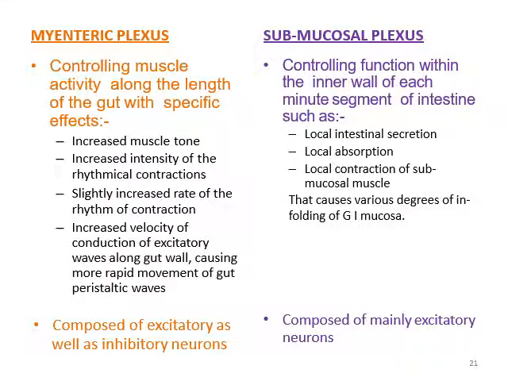Now these are the differentiating factors. This is very important for the exam and from the viva point of view: the myenteric and submucosal plexus and their functions. Myenteric: M for myenteric, M for muscle, M for movement, M for muscle tone. Muscle tone has different characteristics, for example its intensity, its rate, its velocity, and the myenteric plexus coordinates all of these. What will it do? Increase tone, increase intensity of rhythmical contraction, increase rate of rhythmical contraction, increase velocity, rapid movement, peristalsis. So this is all myenteric plexus, and it is composed of both excitatory and inhibitory neurons, meaning the movements can be inhibited or excited.